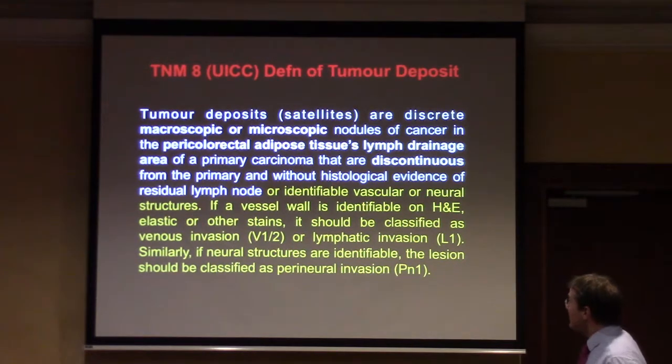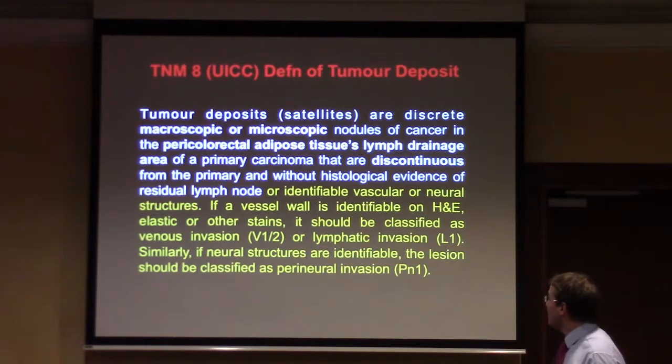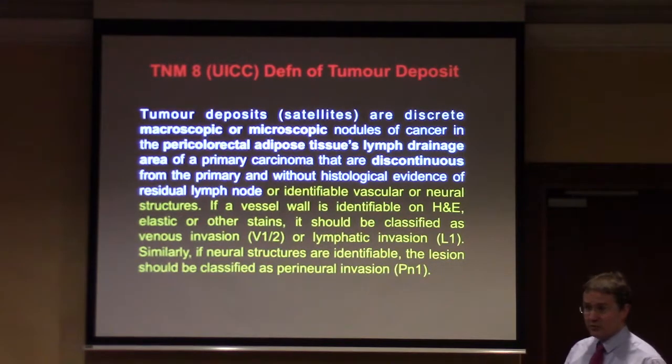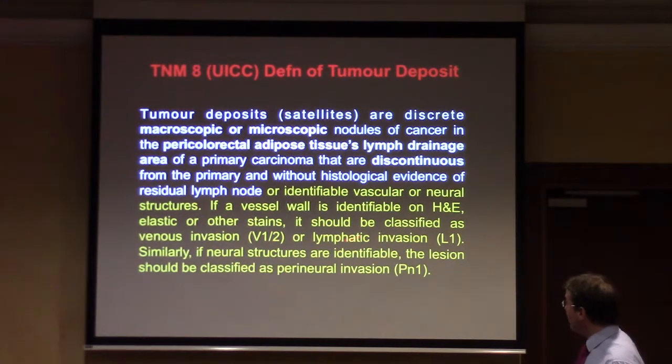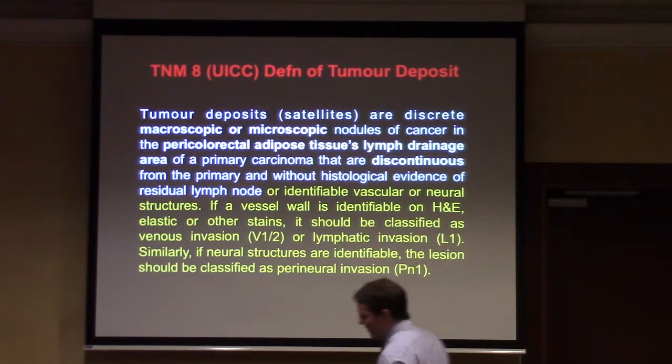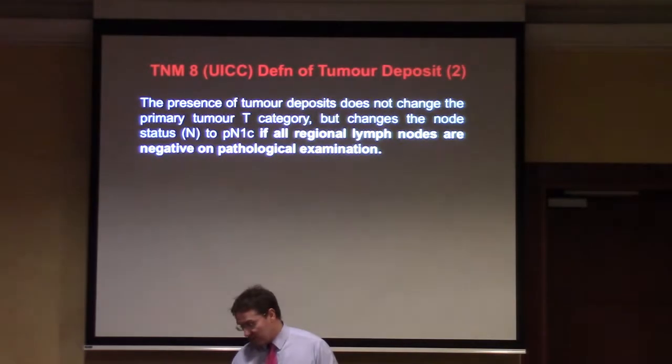And so they have to be discontinuous from the primary and without any histological evidence of either residual lymph node or any of these other structures. So this was the big change. Suddenly, if you see a vessel wall on routine or other stains, then you call it venous invasion, or potentially lymphatic invasion, although that's quite rare. Or a tumour deposit may relate to a neural structure. So if you see perineural invasion in association with a tumour deposit, you're meant to classify these under the V, L or PL category rather than tumour deposits.